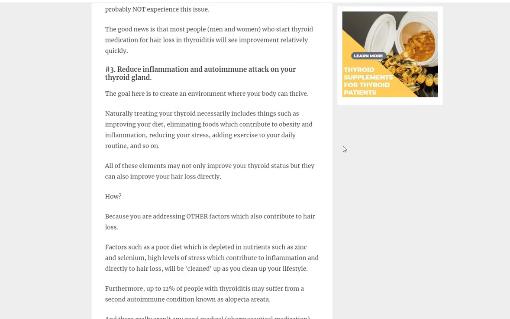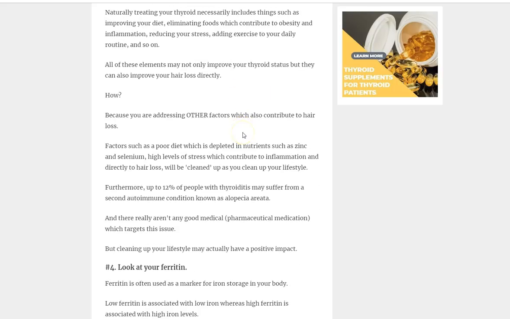Okay, so let's go to number 3. Number 3 is the thing that you can do is reduce inflammation and autoimmune attack on your thyroid gland. So remember previously I mentioned that you can do some things naturally to improve the status of your thyroid, but those same therapies that also improve the status of your thyroid can also help you in other ways. So remember, if you're eating better, and this is what I'm talking about by these natural therapies.